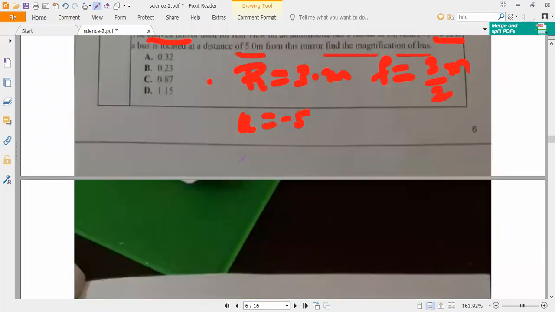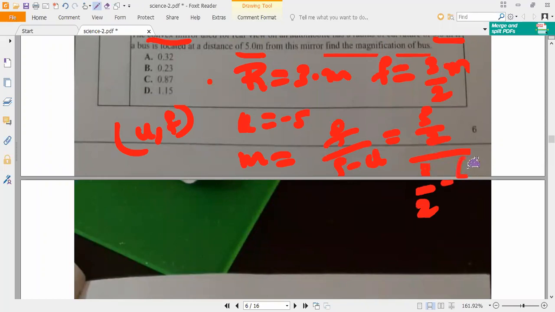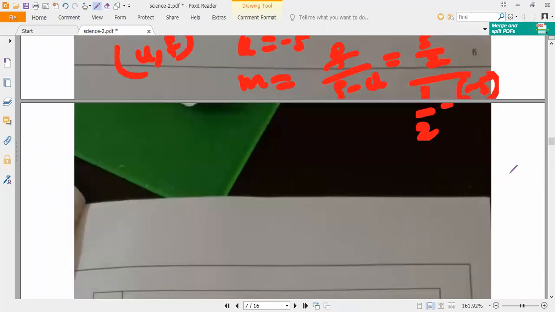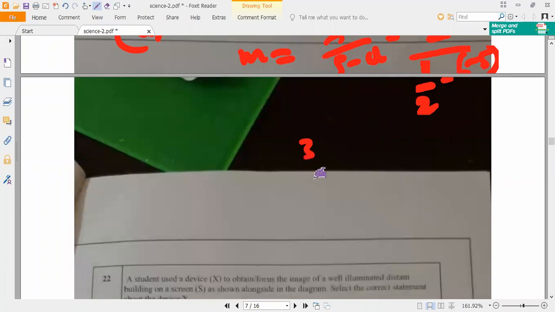So directly you can use the formula. We know the formula. Magnification is equal to what, in terms of object distance u and f? m is equal to f by f minus u. So f is equal to 3 by 2, divided by f minus u, which means 3 by 2 minus of minus 5. That is 3 by 2 divided by 3 by 2 plus 5.